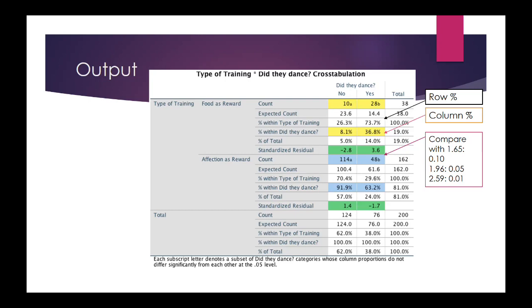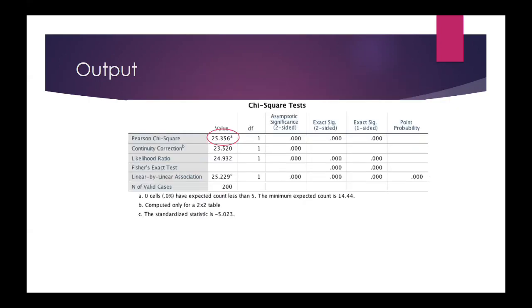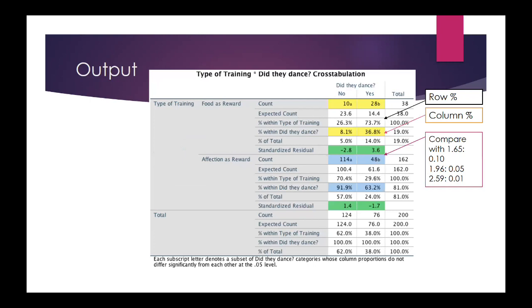And again, backing up and looking at the full picture, this chi-square statistic just tells me that there is something going on with the data, that the type of training did affect if cats danced or not. But I don't know exactly where that is. When I start to look at this table, I can see that food seemed to have a more significant impact on if they danced or not, as opposed to affection. That's our post hoc analysis.